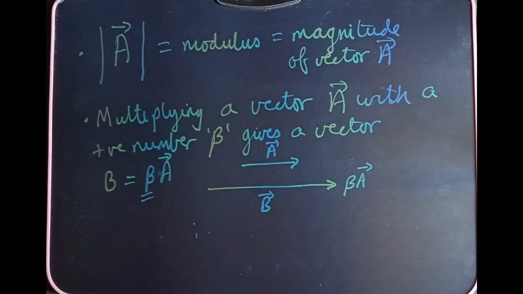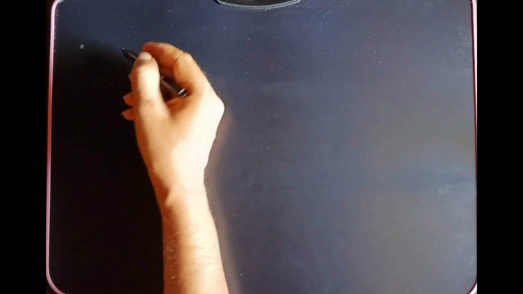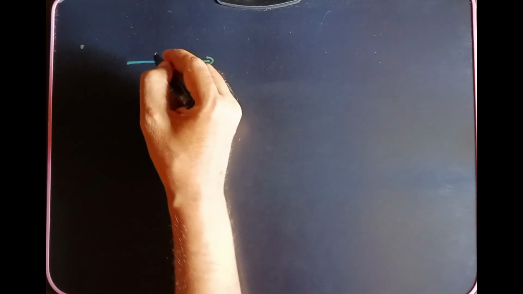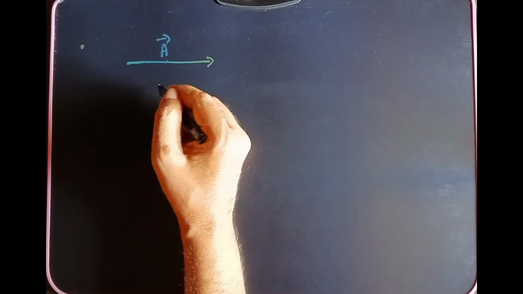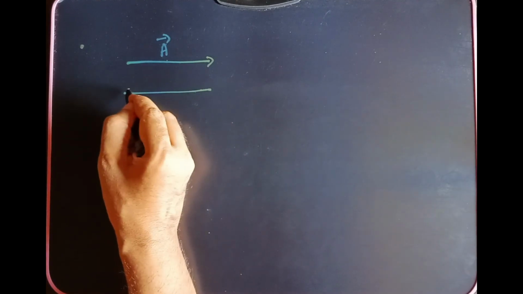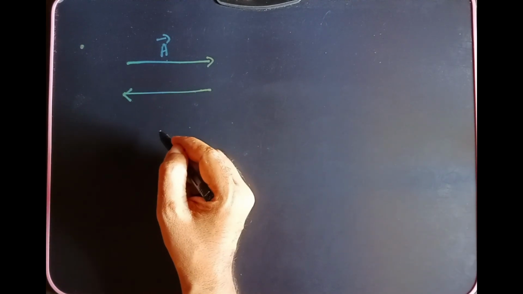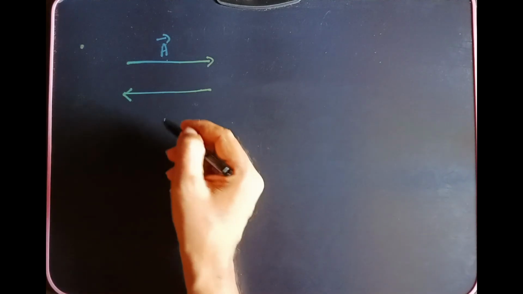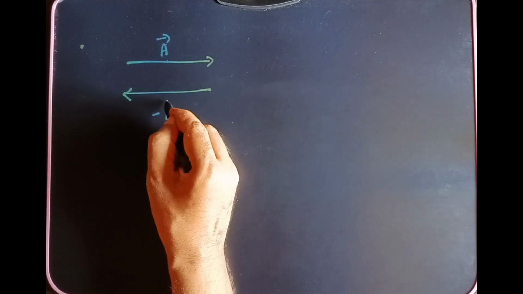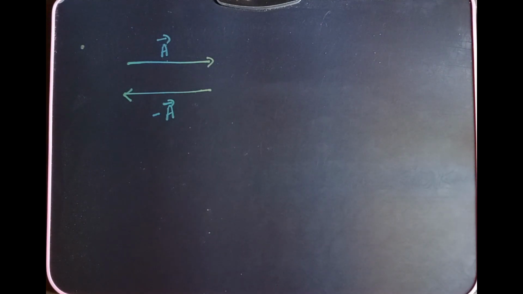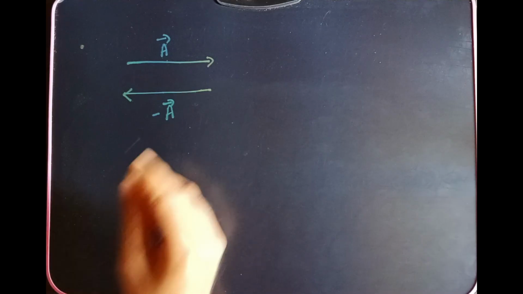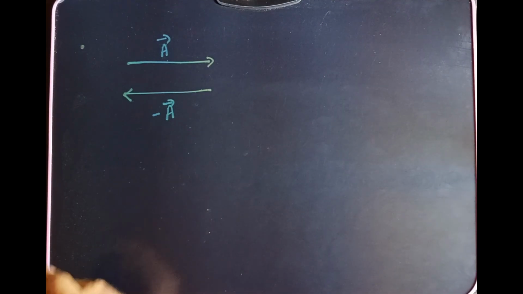Next rule, next important point. A vector with the same magnitude, let us say this is a vector A having some magnitude, and another vector in the opposite direction having the same magnitude is shown as minus A. Same magnitude but different direction.